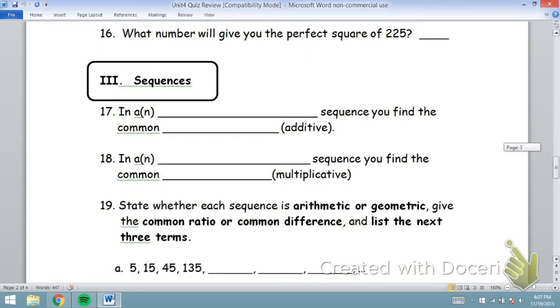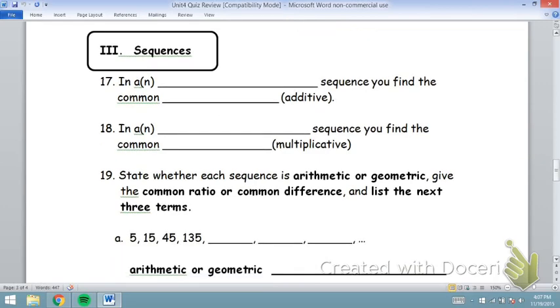Alright. Now we're going to move on to sequences, and this might not have been on the quiz review you guys got, but it's a real good review. Talking about sequences, you have two types.